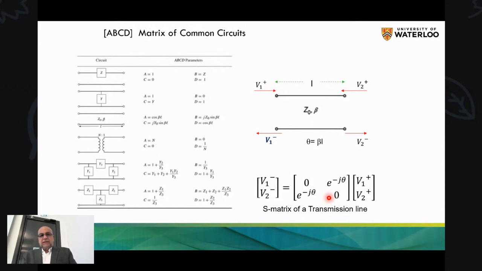There is also something interesting. This table is very interesting as well and very useful because it tells you the fundamental components of the ABCD matrix of each component: the Y, transmission line, transformers, the pi network and T network. And here it shows, since some people ask what is the S parameter of a transmission line, the S parameter of a transmission line is very, very simple. It's just a phase here. Okay.